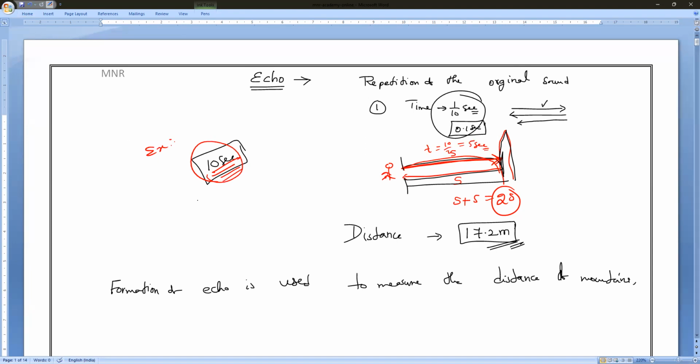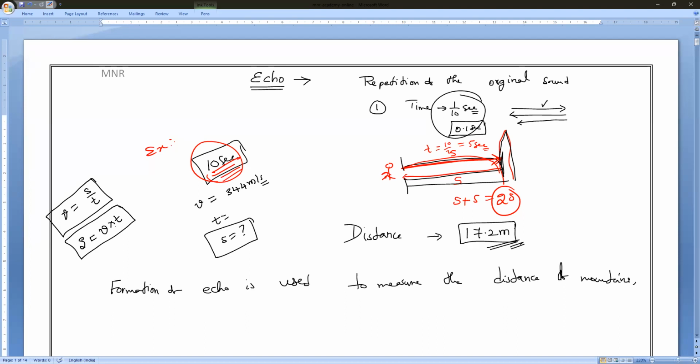And you have to take the speed of sound. How much is it? 344 meters per second. If you know the time, you can calculate the distance, can't you? Yes. Speed is equal to, what is the formula? Speed is equal to distance by time, and distance is equal to what? Speed into time. If I ask, you have to say. So speed equals distance by time, and distance equals speed into time. So we can calculate it to measure the distance of mountains.